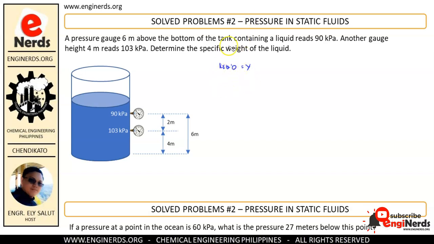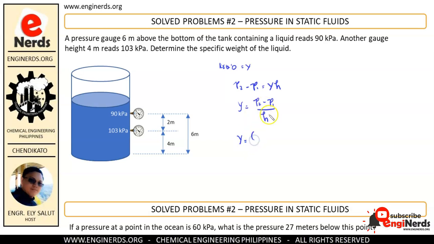Okay? So, we learned from our previous lecture that P2 minus P1 is equal to gamma H, which is our specific weight times the pressure head. Since what we are looking for here is the specific weight, we isolate it. So, we have P2 minus P1 over H. Okay, so let's substitute our values.